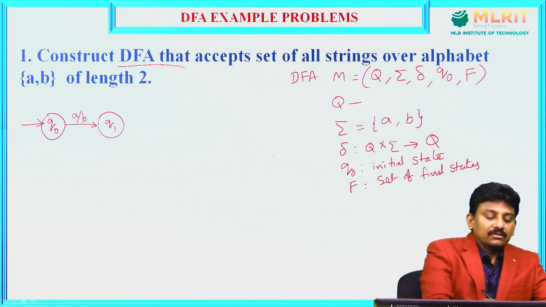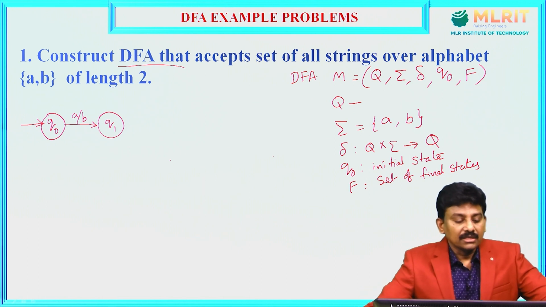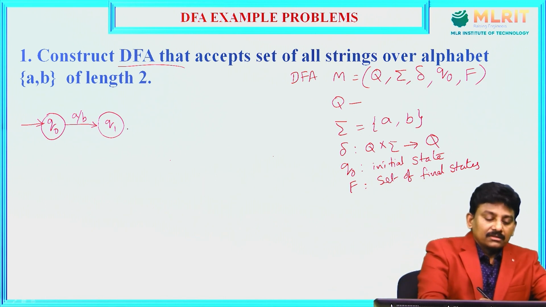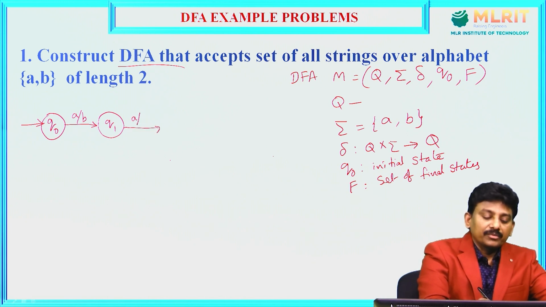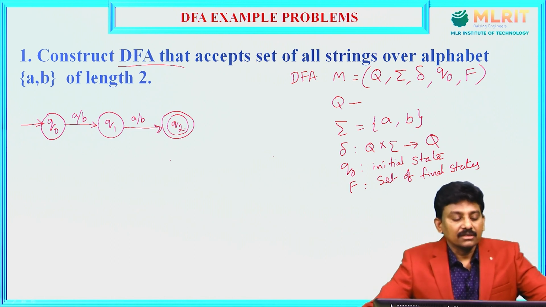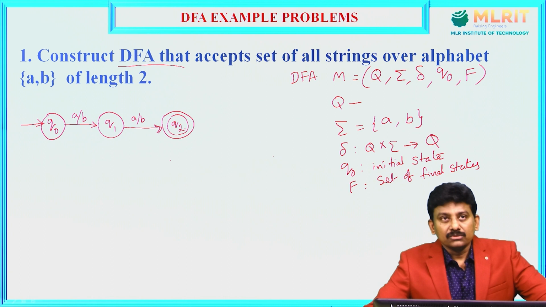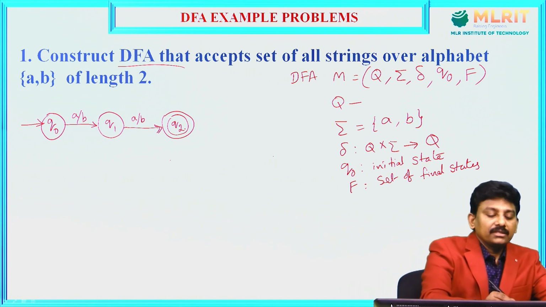So, from Q naught, by reading any symbol, A or B, I can go to Q1. In state Q1, that means I have read the first symbol, either A or B. In Q1, if you read one more symbol, either A or B, I can go to the final state Q2, because I have seen 2 symbols, a combination of A and B. The string should contain exactly 2 symbols, the length should be 2.